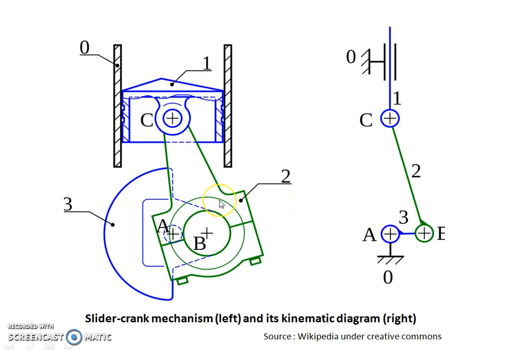In this problem, the inertial forces and masses are neglected, and this becomes a kinematic problem. You can see that this is the crank and this is the arrangement of the piston cylinder. So there is a sliding pair over here, and the forces and masses are neglected, so it becomes a kinematic problem. This is called the kinematic diagram.